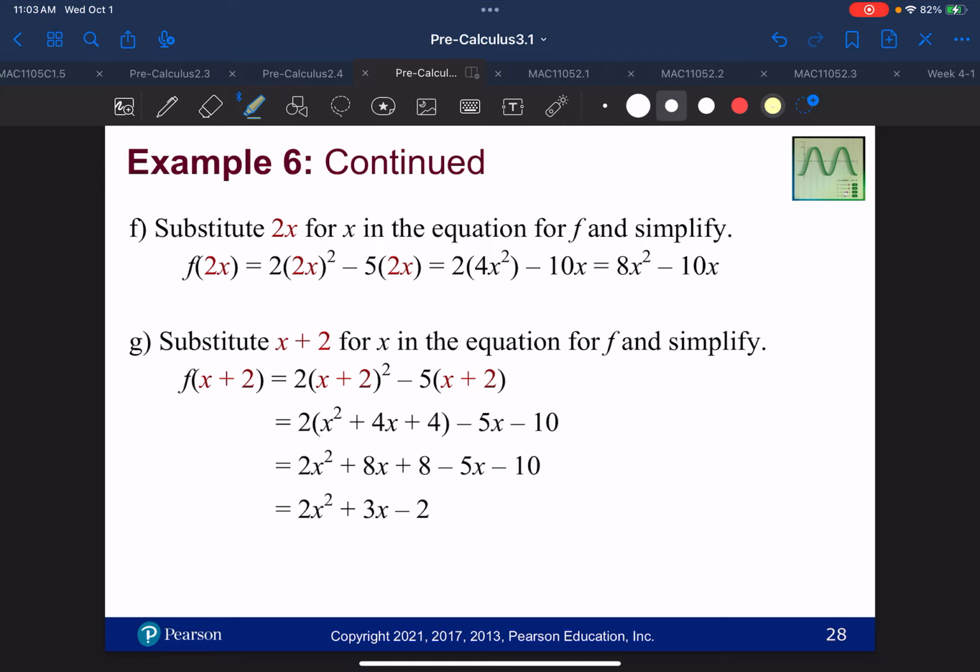Okay, I'm going to skip f. You can read it on your own. f of x plus 2 tells us to plug x plus 2 in everywhere we see an x. So that will give us 2 times (x plus 2) all squared minus 5 times (x plus 2). Of course, we would have to FOIL this and then distribute that -5. And after simplifying everything, we get this as our answer.